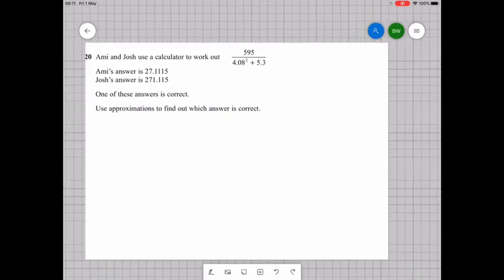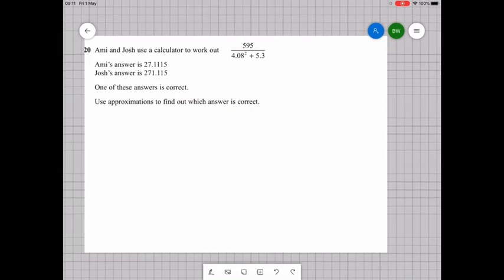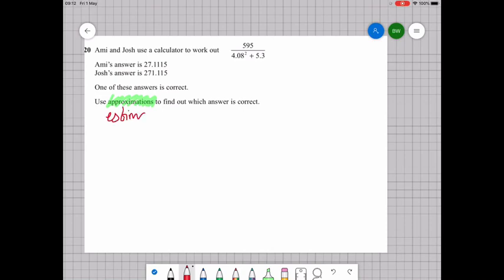Third question. So again, pause the video, read through this and give this one a go. So, Amy and Josh use a calculator to work this out. Amy's answer is 27.1115 and Josh's is 271.115. One of these answers is correct. Use approximations to find out which answer is correct. So I know that this is non-calculator. Approximations, it's the same as estimating. To work out an estimation, we round each number to one significant figure.